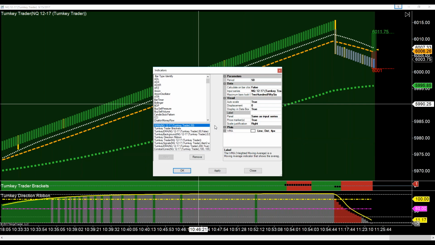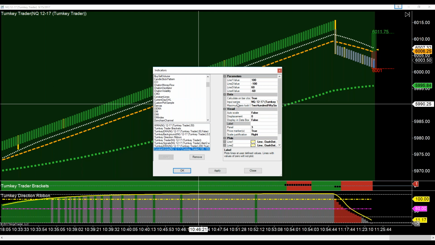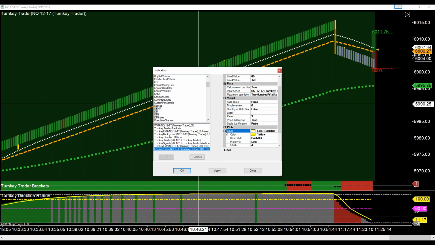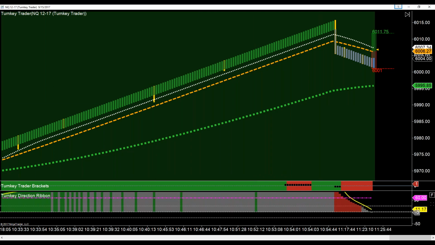If you want to add them now, it's a standard indicator in NinjaTrader. I added a constant line indicator. You can add the constant line indicator, and there are actually 4 different values you can set. So I did 100, negative 100, 60, negative 60, and then down here under the plots you can change the settings. I made them the same color on both sides so I can differentiate the 100s from the 60s.